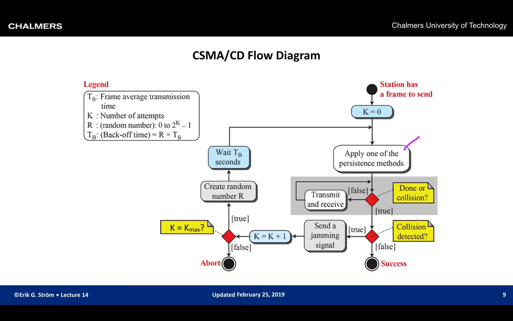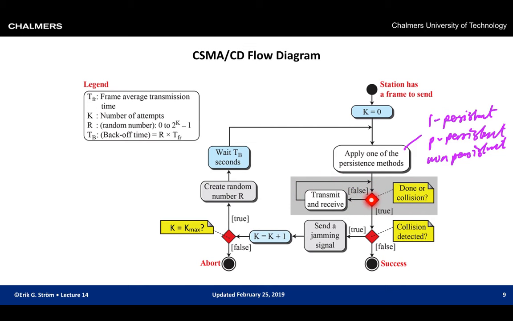So for instance, one-persistent, p-persistent, or non-persistent. Very, very ugly handwriting, but hopefully you heard me. Then we start to transmit, and during the transmission, we look for whether there is a collision or not. As long as there is no collision, we keep on transmitting.